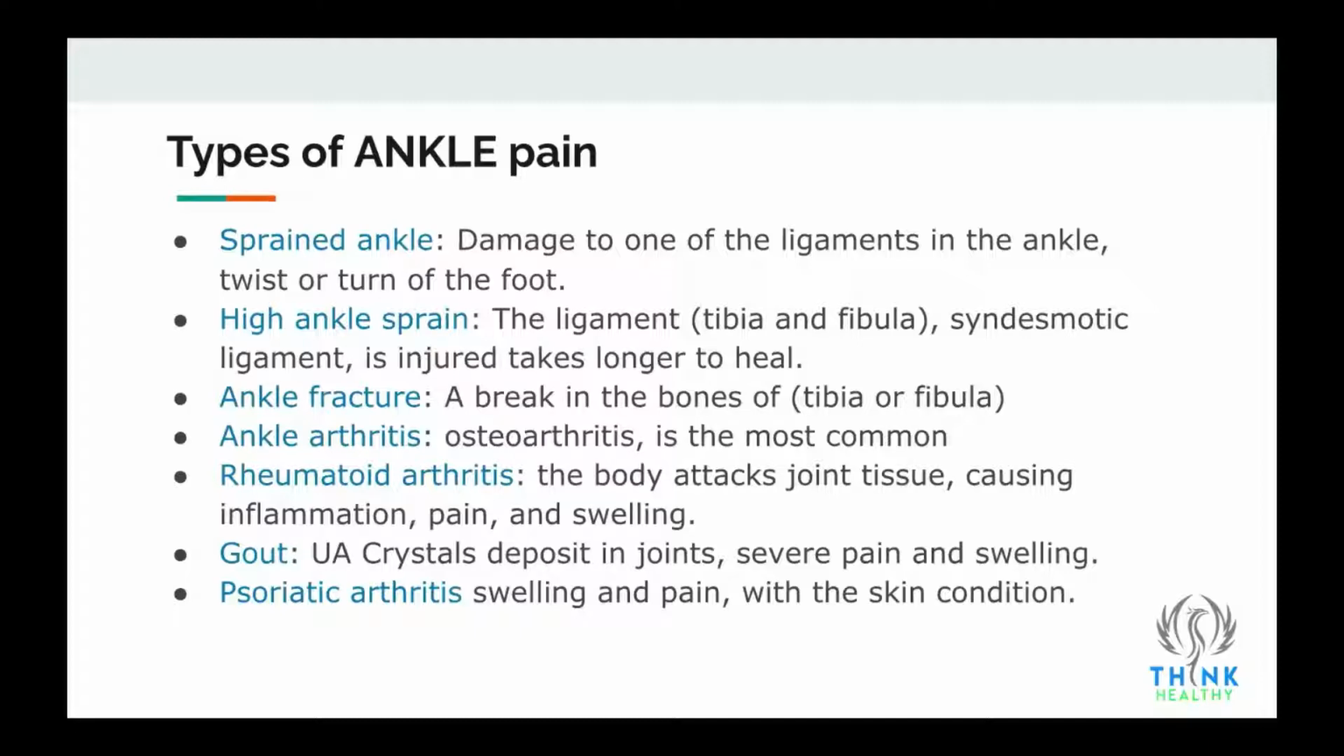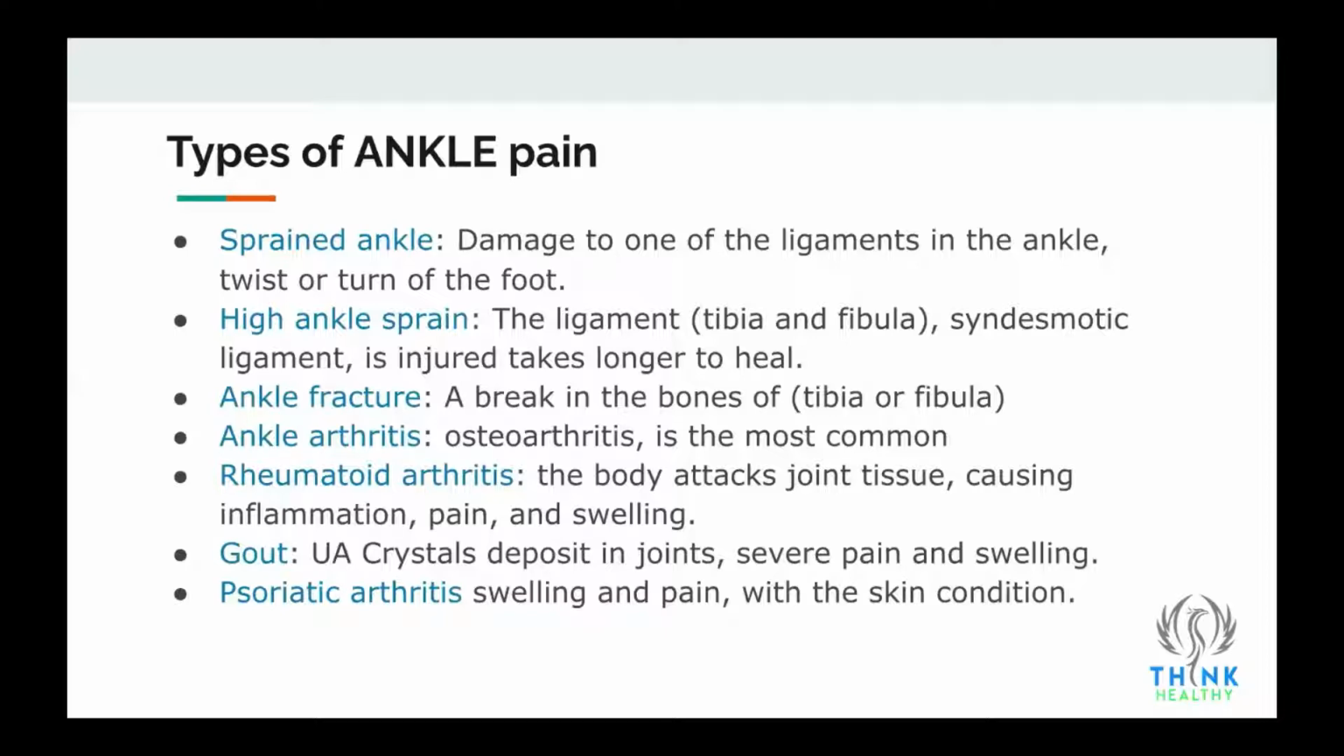What types of ankle pain are there? A sprained ankle is the most common. It's damage to the ligaments of the ankle, and it usually occurs with twisting and turning of the foot. So if you're a runner, or if you play soccer, basketball, football, or tennis, you are definitely going to experience sprained ankles more than an average person. Then there are high ankle sprains.